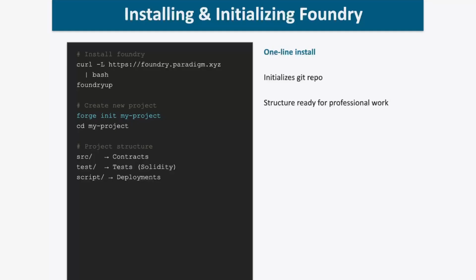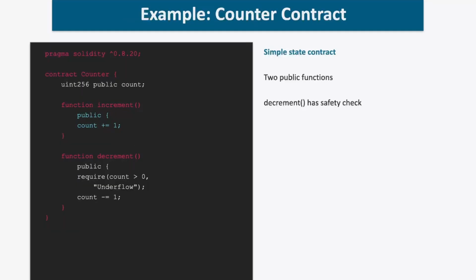The structure matters because it's professional. Everyone working in Ethereum uses this structure. Auditors expect it, and tools understand it. Follow this pattern in every project. Now we're ready to write some tests. Let's do it. Let's work with a simple example contract so you can focus on testing, not contract complexity.